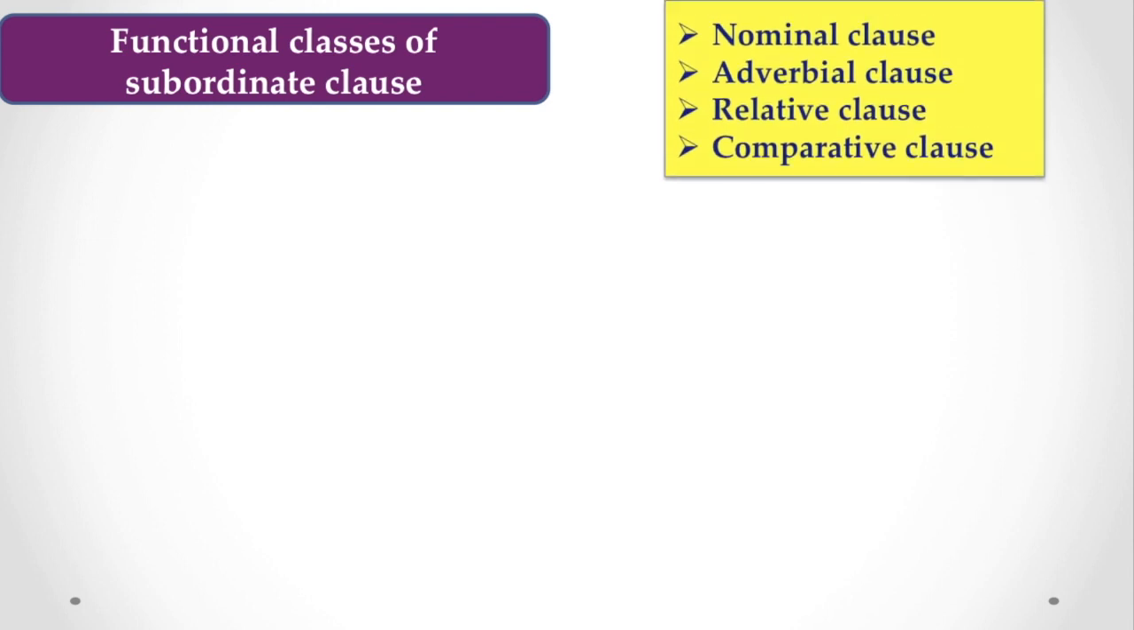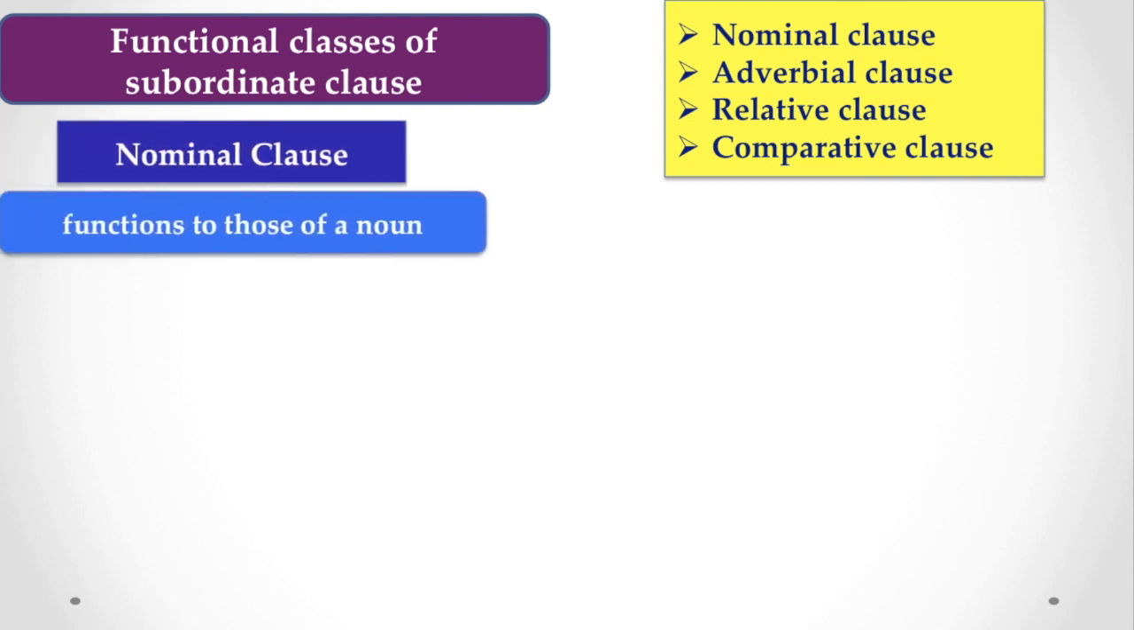Now let's see the functional classes of subordinate clause. Up to this point, we have already noticed the elements and categories of clauses. Now I am going to tell you what the functional classes of subordinate clause are. From the very beginning, you find function, that is, what type of function or how they act in a sentence. Depending on that, there are four types of subordinate clause: nominal clause, adverbial clause, relative clause and comparative clause.